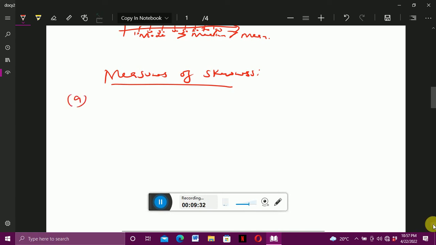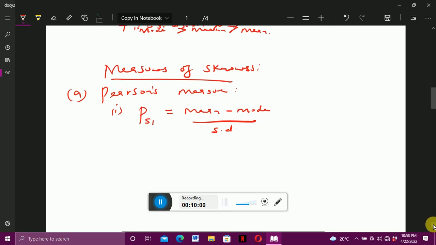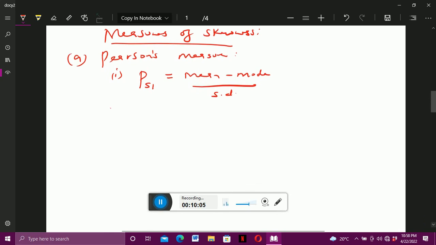Now we have what we call Pearson's measure, and we have two of them. The first one is given by mean minus mode over the standard deviation. So that's the first Pearson's measure of skewness.